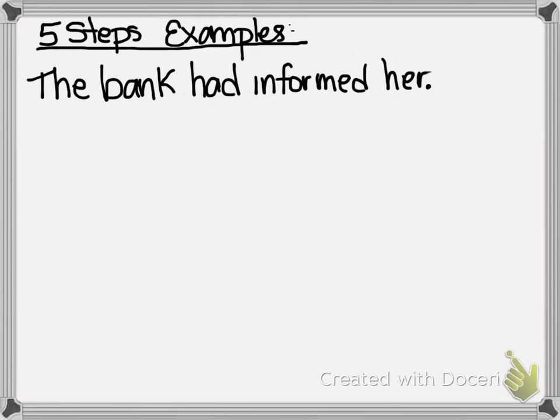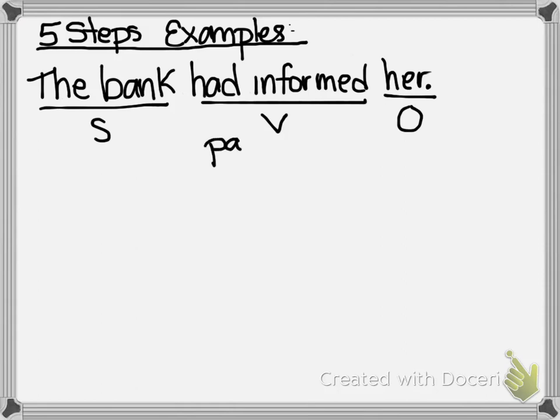So here's an example with the 5 steps, and we have the sentence, the bank had informed her. The first thing that we're supposed to do is identify all pieces of our sentence. So we have the bank, which is our subject, had informed, which is our verb, and her is our object. Now our verb here is past perfect. Okay, so we have an auxiliary here, and we have our main verb here.